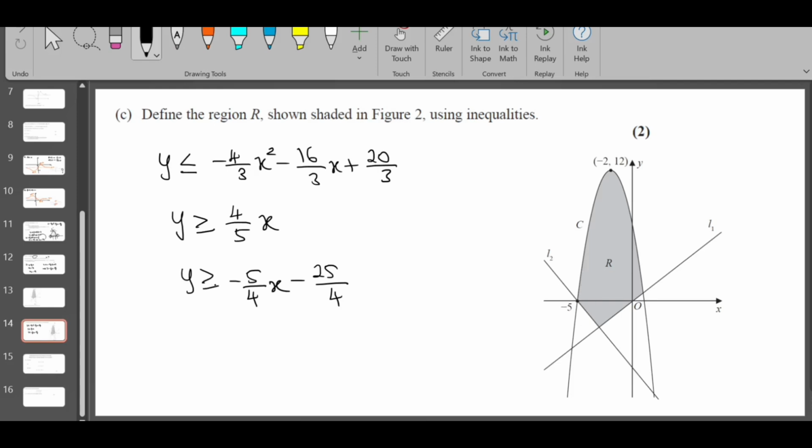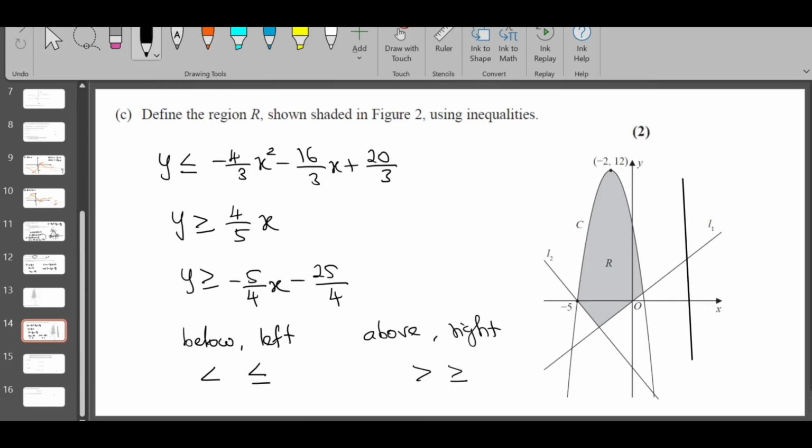So always remember, if it's shaded below, or if it's a vertical line and it's shaded on the left hand side, you need to use this symbol. If it's shaded above the line, or let's say it's a vertical line and it's shaded on the right hand side, you need to use this symbol. This symbol if it's a dotted line. If it's a solid line, you need to use less than or equal to.